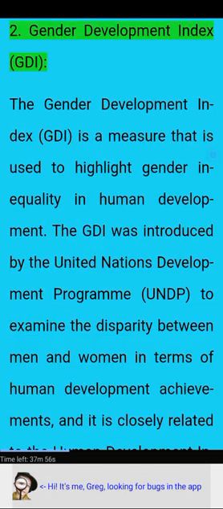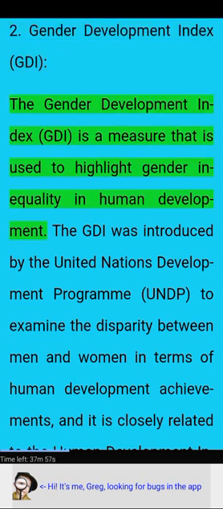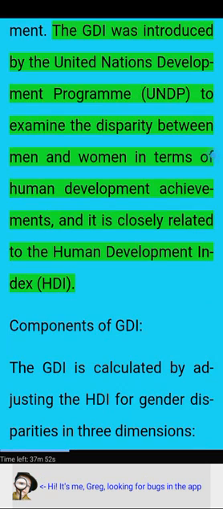2. Gender Development Index (GDI). The Gender Development Index (GDI) is a measure that is used to highlight gender inequality in human development. The GDI was introduced by the United Nations Development Program (UNDP) to examine the disparity between men and women in terms of human development achievements, and it is closely related to the Human Development Index (HDI).